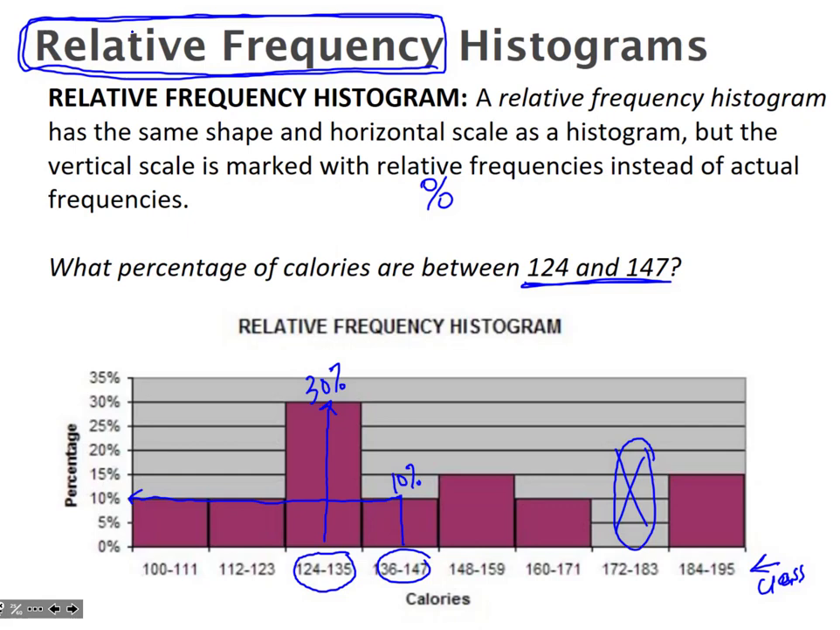So to go from 124 all the way up to 147, this is just a reminder that sometimes they're asking you about data in more than one class. So 30% plus 10% would give us an answer of 40%.